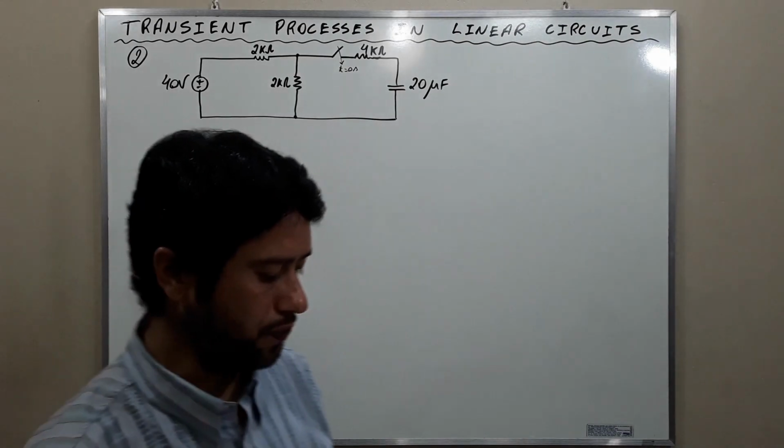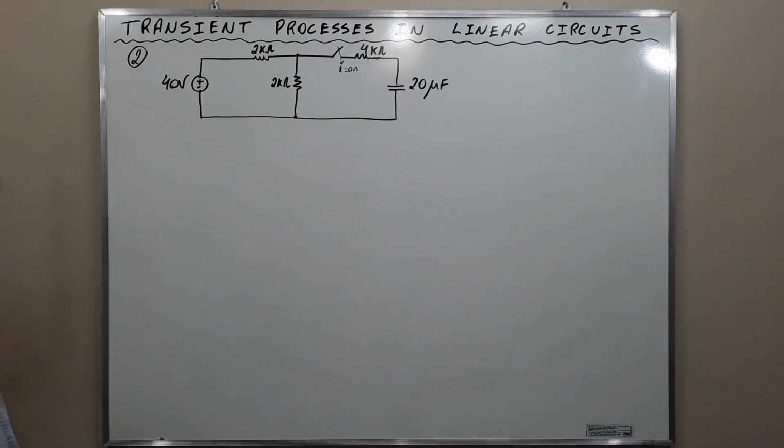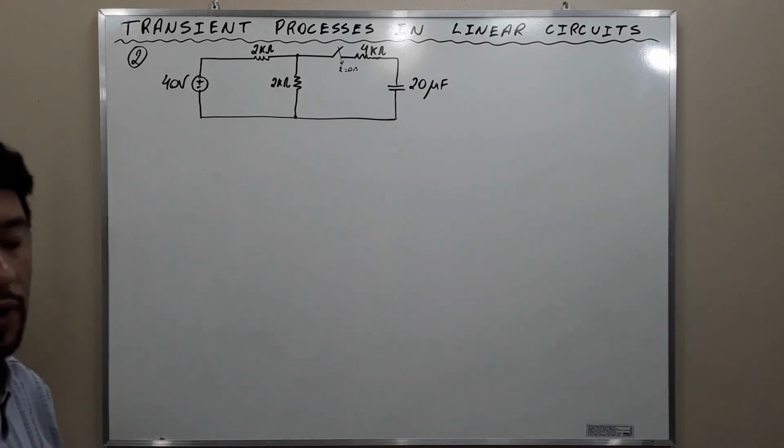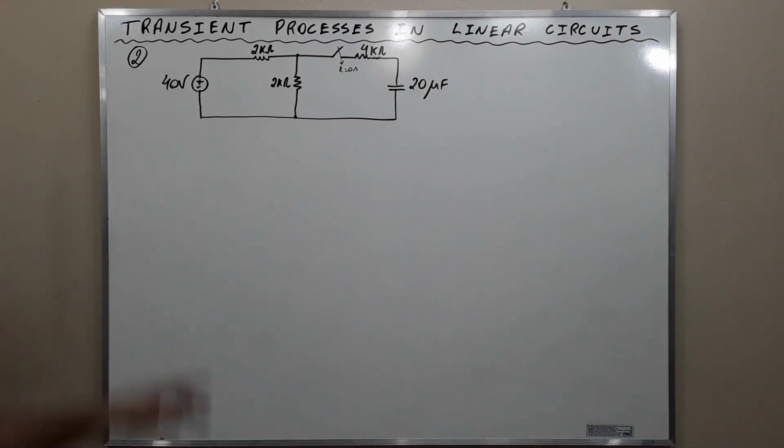Question number 2. The switch in the circuit has been open for a long time and there is no initial charge on the capacitor. If the switch is closed at t equal to 0, what is the steady state voltage across the capacitor for t greater than 0? Okay, my friends, this is the question. Let's go to the solution.